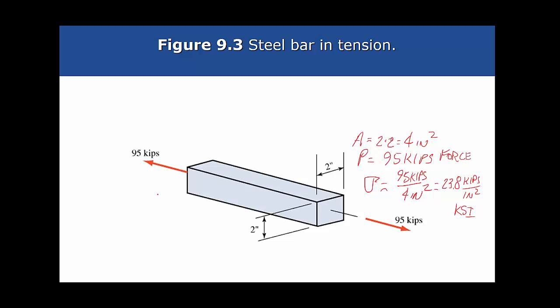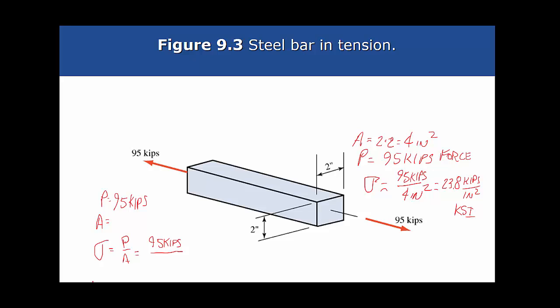Okay, then we move on to the next one. We still know that the P or the force is 95 kips, right? We don't know the area right now, but we will. And then we're looking for the stress. I'll try to make that a little better this time. So it's force over area, 95 kips. Well, what are we going to do to find the area? Oh, that's what you want me to tell you, right?